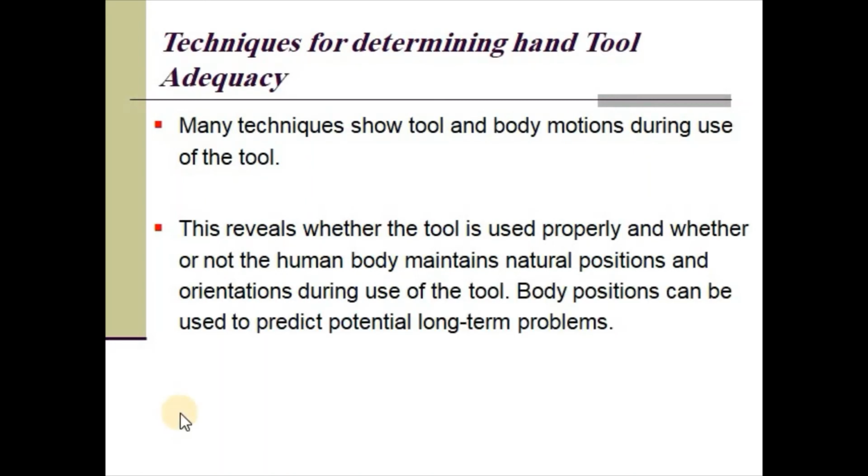Now, monitoring the body motions while using a certain tool can be a good indicator for determining whether this hand tool is adequate or not. Because while monitoring how the body moves, if the body maintains a natural position while using the tool, then this is a good indicator. This tells that the tool is properly designed and properly used. So body positions can be a good indicator to predict potential long-term problems.